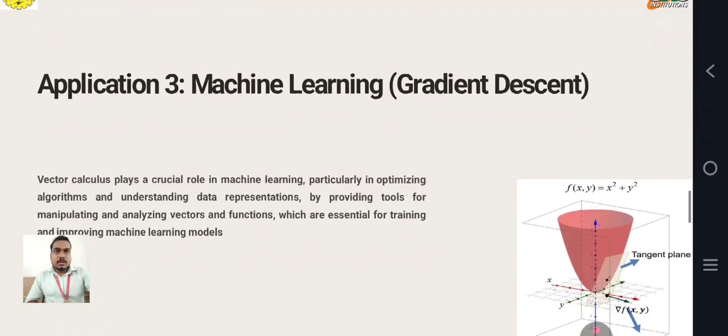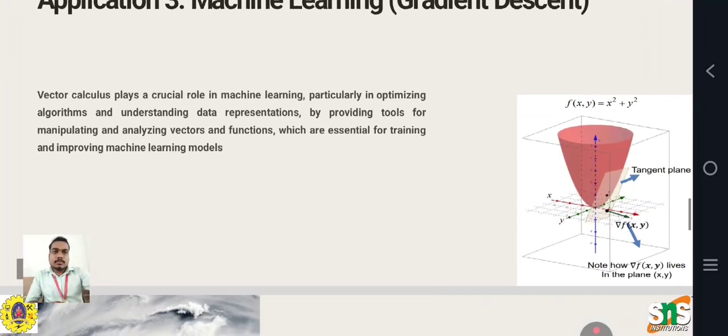Next we have machine learning. Vector calculus plays a crucial role in machine learning, particularly in optimizing algorithms and understanding data representation. The standard numbers are components of a vector. The components show influence in the given direction of the vector. So it signifies the position of a coordinate in an n-dimensional space.